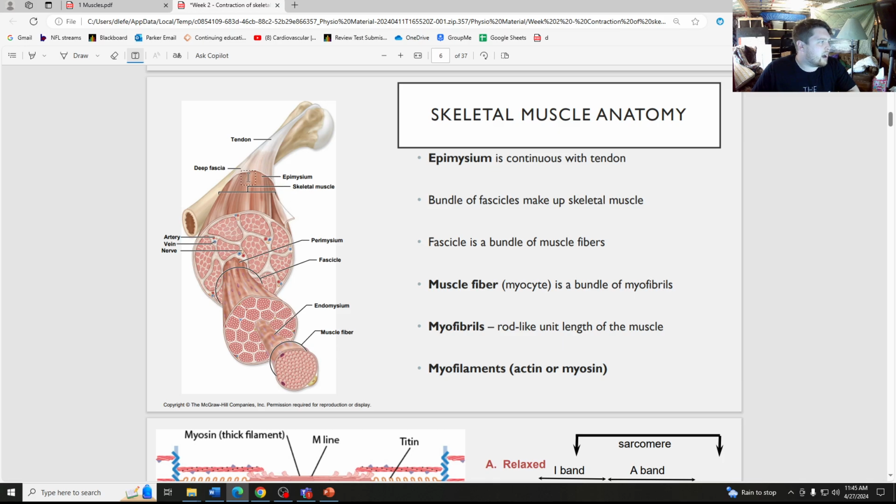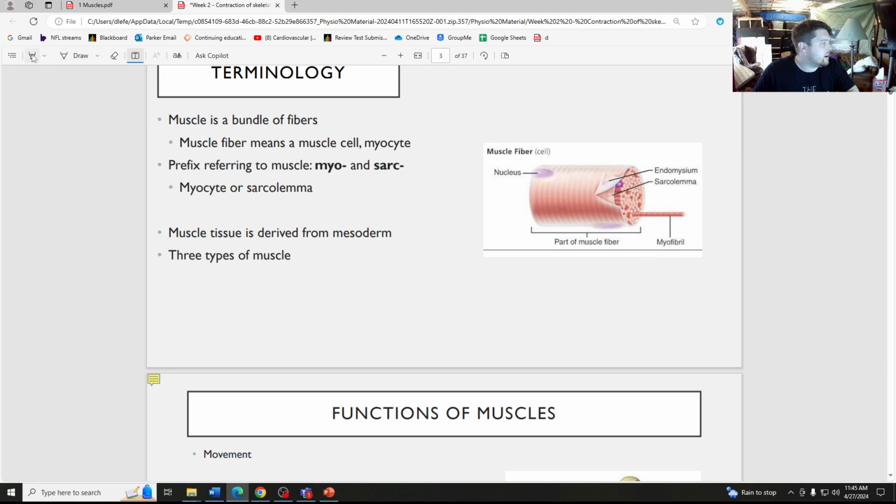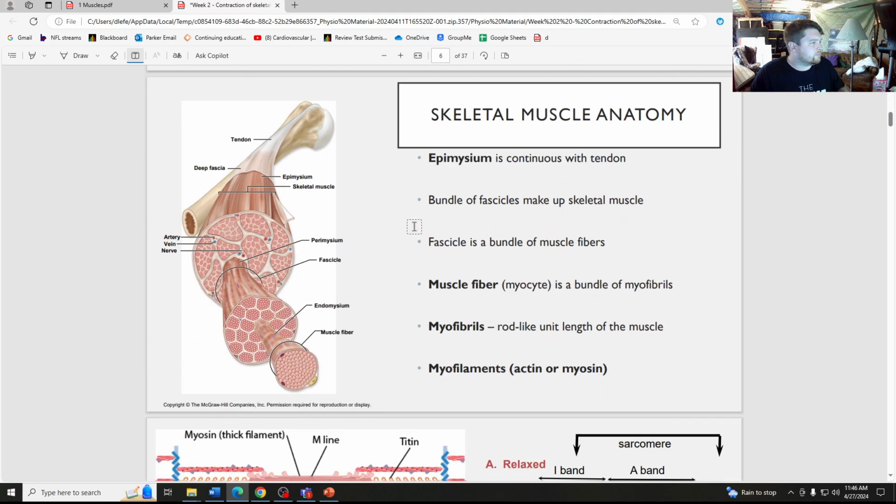Going a little bit deeper, we have what's called the epimysium. Key things that we're going to see: anytime you see myo or sarc, these are going to be referring to muscles. So like myocyte, sarcolemma, these are referring to muscles. You also have, even thinking back, myoglobin. That myo is that muscle. Remember, myoglobin is what carries the oxygen in the muscle cells. So myo or sarc is referring to muscle. So that epimysium is that outermost layer as well.